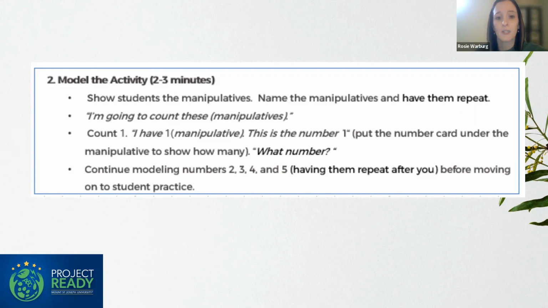But what we saw was that our young students, our preschoolers, really benefit from a clear model of the activity first. So the teacher is really going to take 2 or 3 minutes to demonstrate exactly what they want the students to be doing in the lesson. So here it's really scripted out for you exactly what you're going to be doing, modeling for your students this new skill that you're introducing them to.